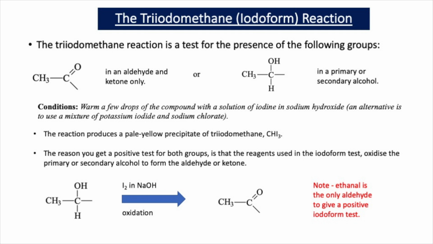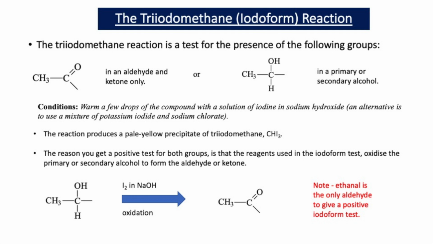And to carry out an iodoform test, you need to warm a few drops of the compound with either a solution of iodine in sodium hydroxide or a mixture of potassium iodide and sodium chlorate. Now a positive test with this reaction gives a pale yellow precipitate, and this pale yellow solid that is formed is triiodomethane, CHI3, and that's why the reaction is called the triiodomethane reaction, because triiodomethane, CHI3, is formed, and this is a yellow solid that is insoluble.